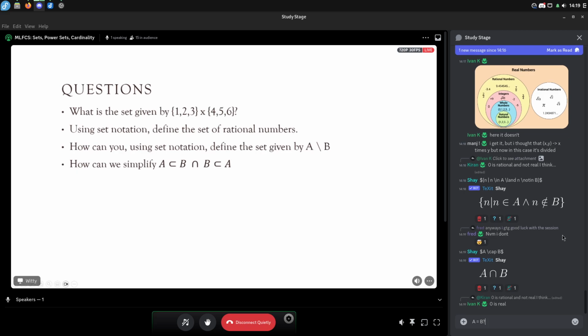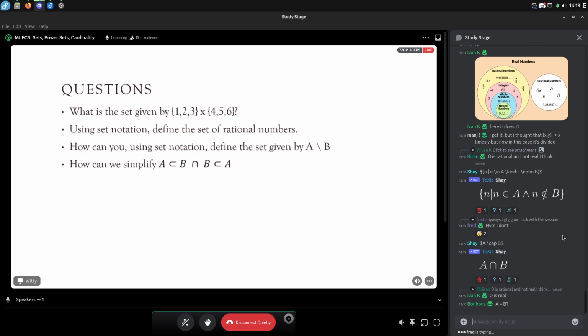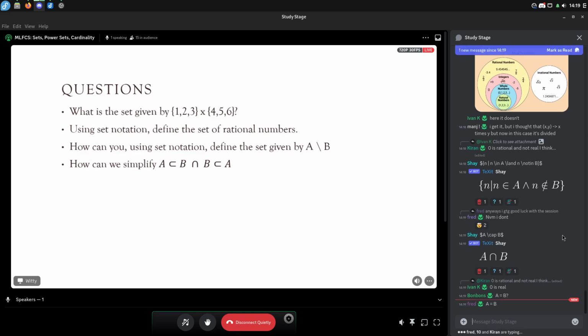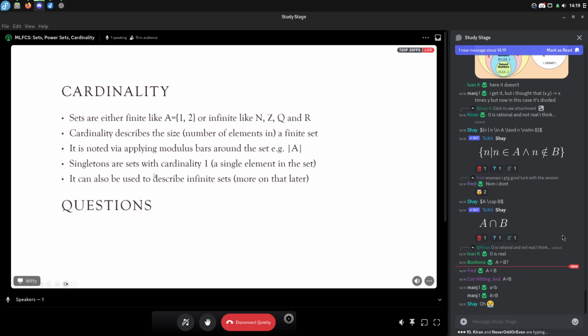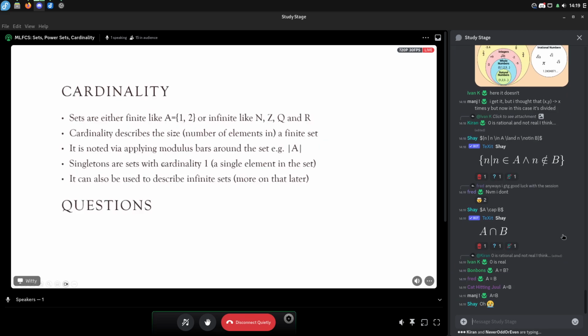A and B. Not quite. Yep, that's right. Not A and B, but yeah, bonbons, Fred, you will have it right. A is equivalent to B. A equals B is the correct answer. Good job.